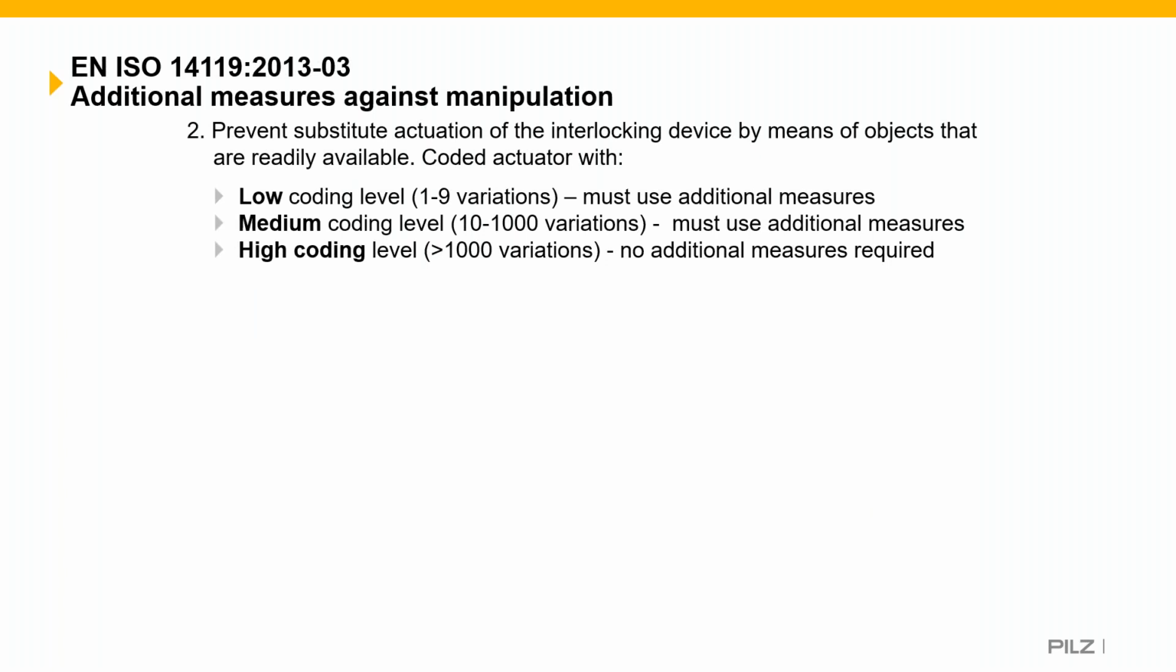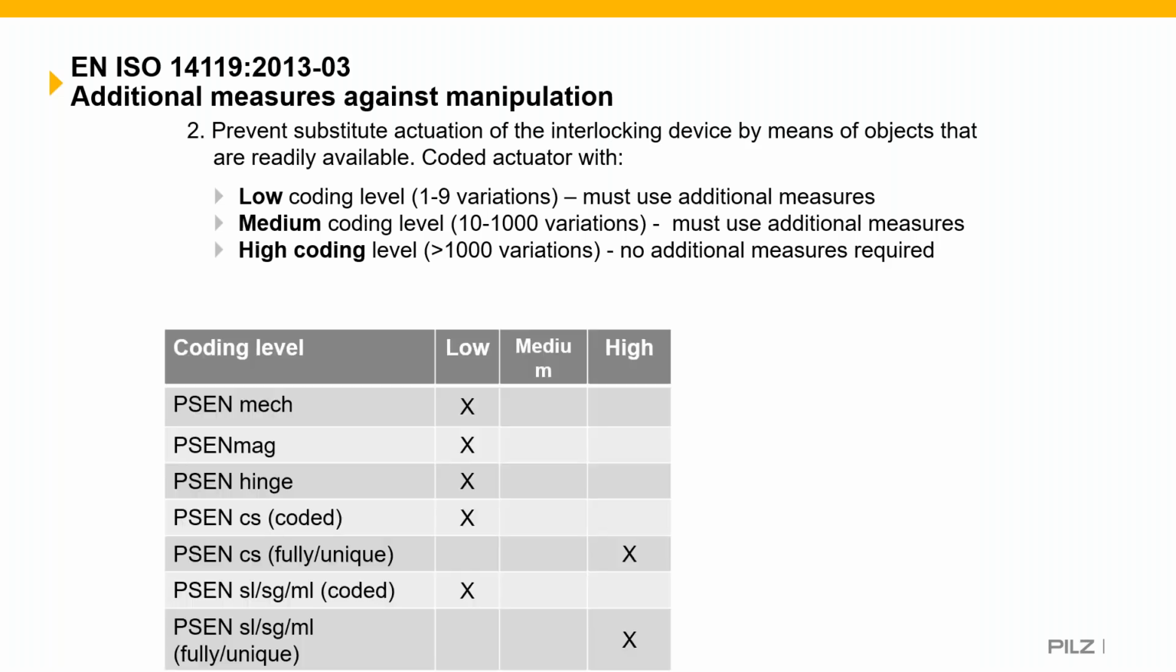Prevent substitute actuation of the interlocking device by means of an object that is readily available. So we do this with the use of coded actuators. And as mentioned earlier, low coding covers magnetic reed switch types and reteachable RFID types. Medium covers trap key systems and some limited RFID systems. High covers uniquely coded RFID systems.